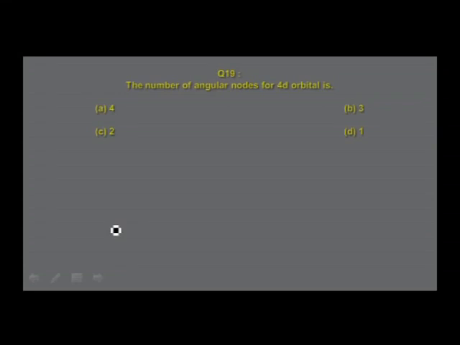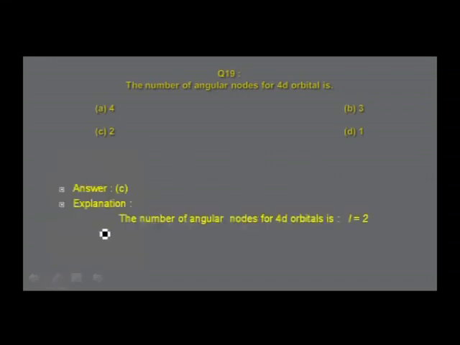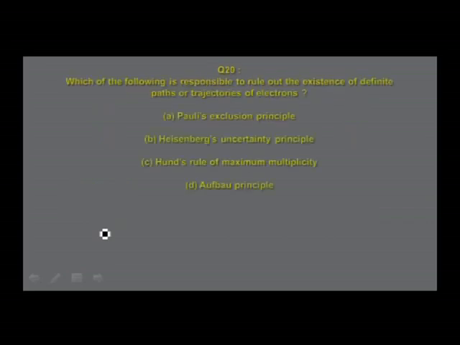The number of angular nodes for 4d orbital. Again the question is on angular node. For angular node, the formula to be used is l. So for 4d orbital, n is 4, and for d orbital l is found to be 2. So therefore l is equal to 2 is the answer, and let us verify what I have given in the answer. Answer is in option C. You find the explanation: the number of angular nodes for 4d orbital is l equal to 2. Let us move to the next question.